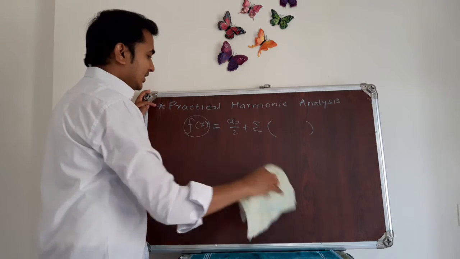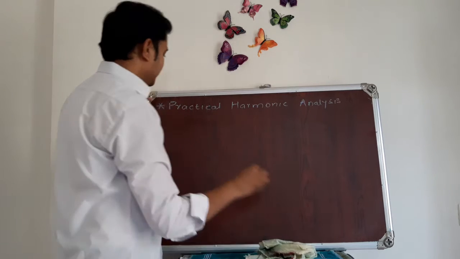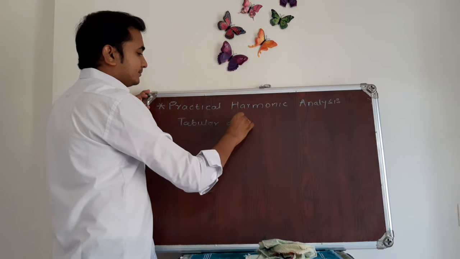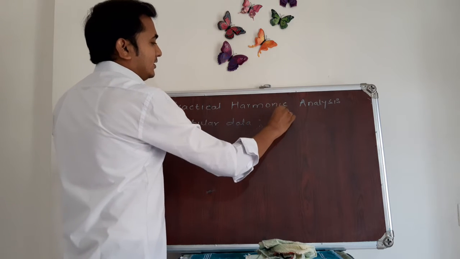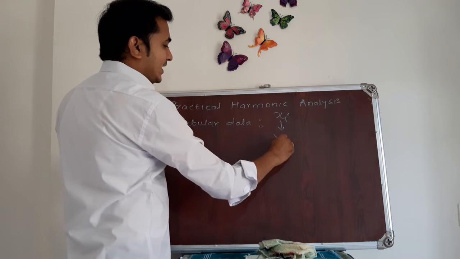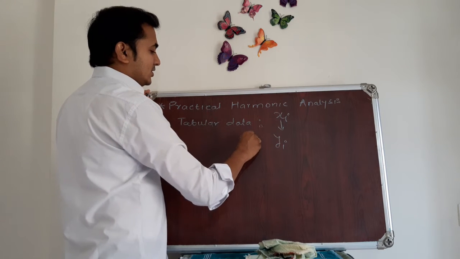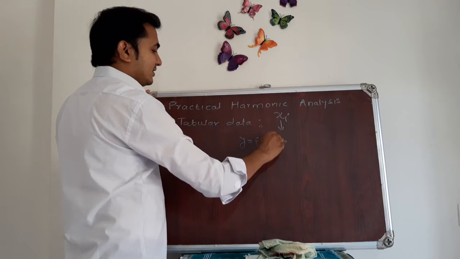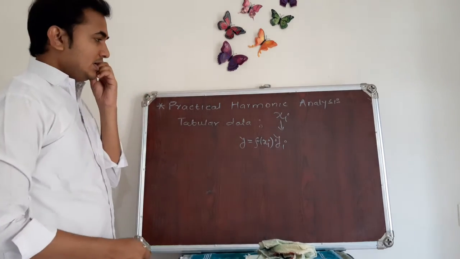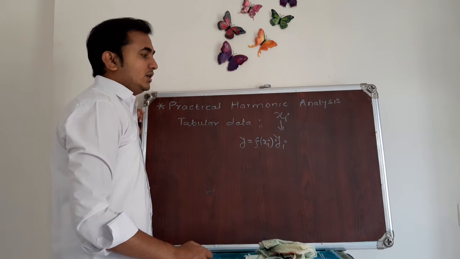In practical harmonic analysis, what we are going to see is given some tabular data, that means some xi and corresponding yi. This y is nothing but f of xi. Such values will be given to you, and then it is asked to find the Fourier series.